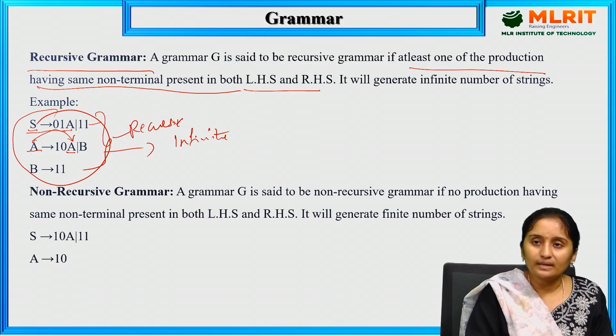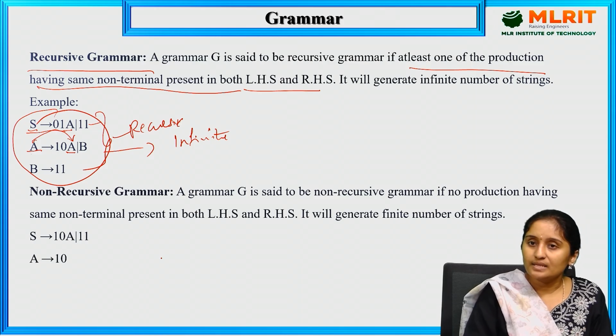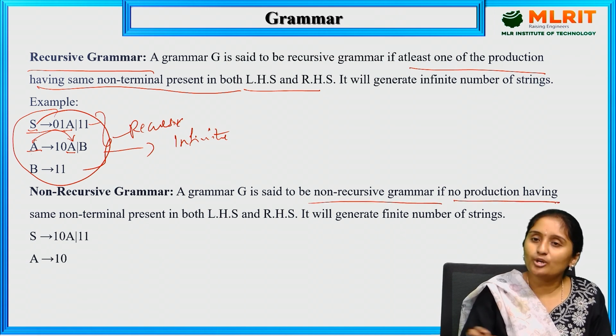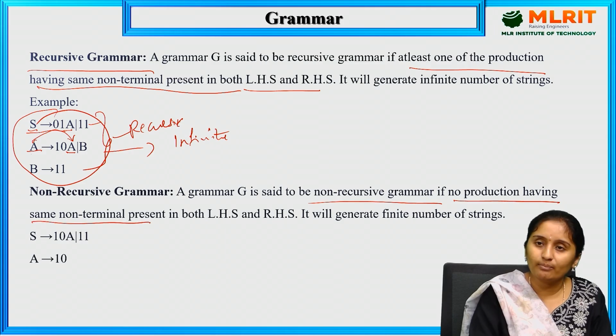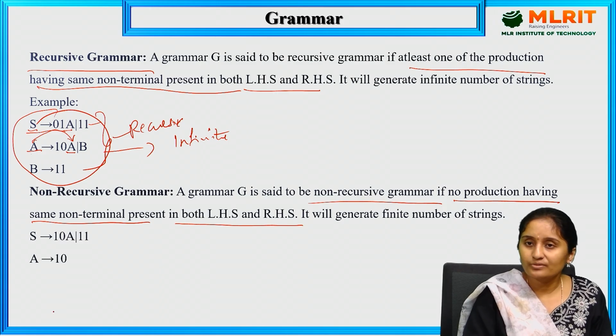Coming to the non-recursive grammar. In a non-recursive grammar, no LHS non-terminal should be present in the RHS part of any production. A grammar G is said to be non-recursive if no production has the same non-terminal present in both LHS and RHS. So it won't generate an infinite number of strings; it generates only a finite number of strings.